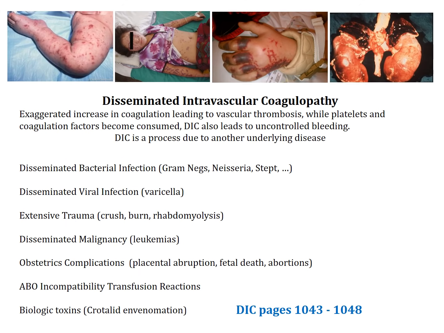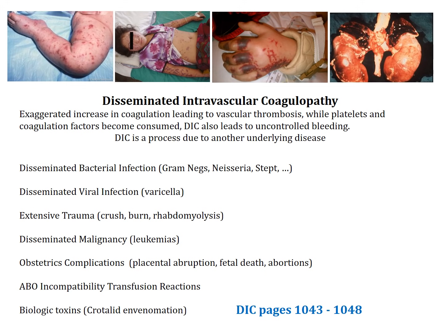DIC. Last thing here is DIC, and the only thing I'm going to say about DIC is this is bad. This is life-threatening. It's a condition where there is both excessive coagulation and excessive bleeding happening simultaneously. Coagulation factors are being activated, leading to thrombosis. Platelets and coagulation factors are being consumed, leading to bleeding. This is a horrible disease, something that you see with severe infections.